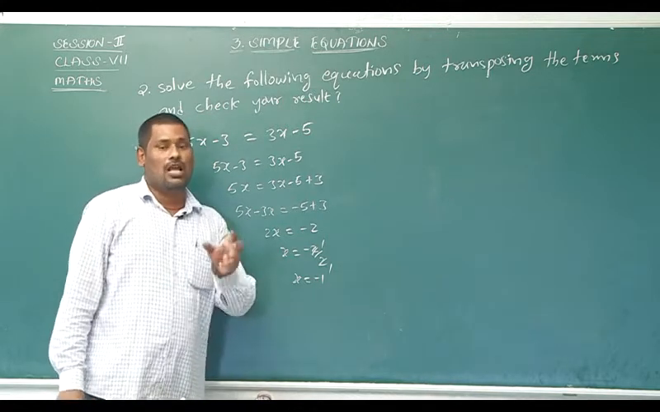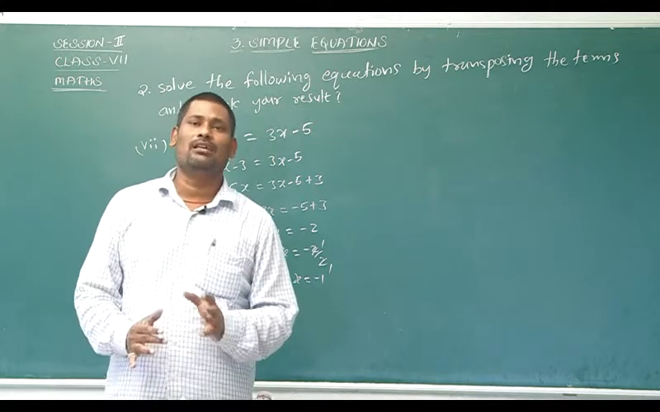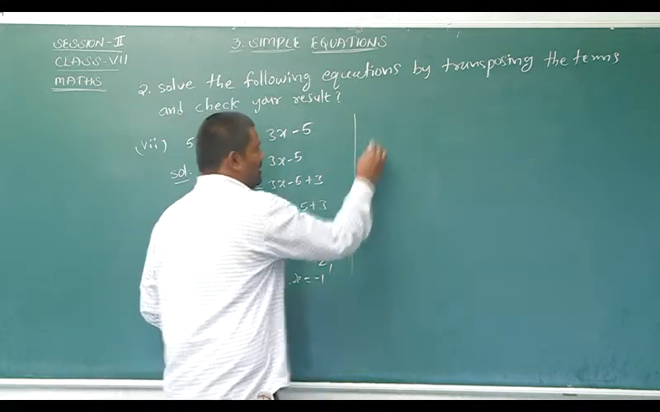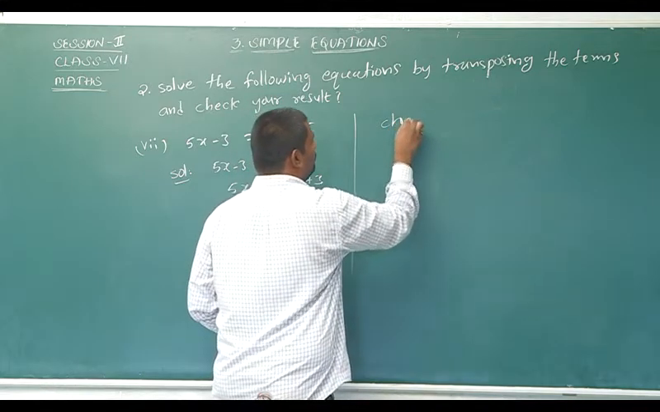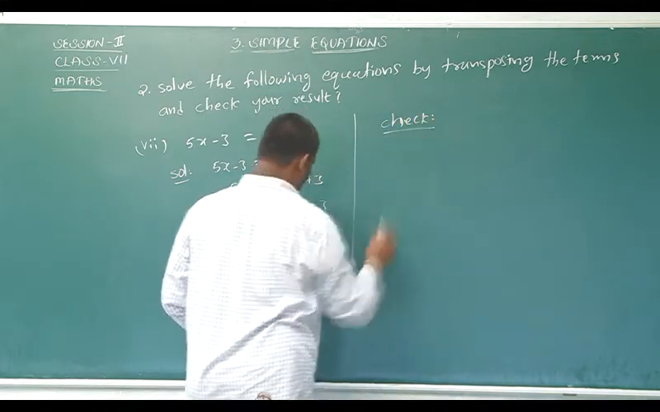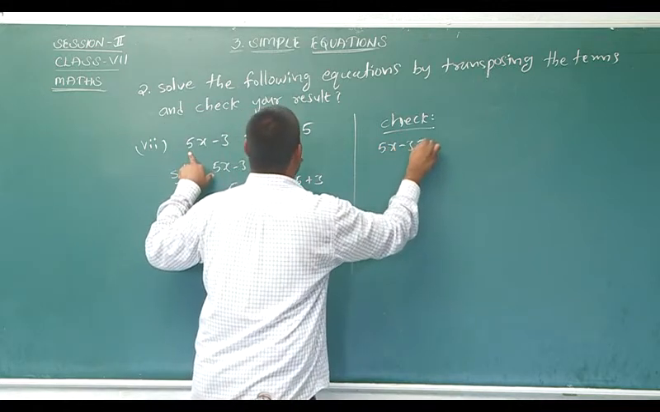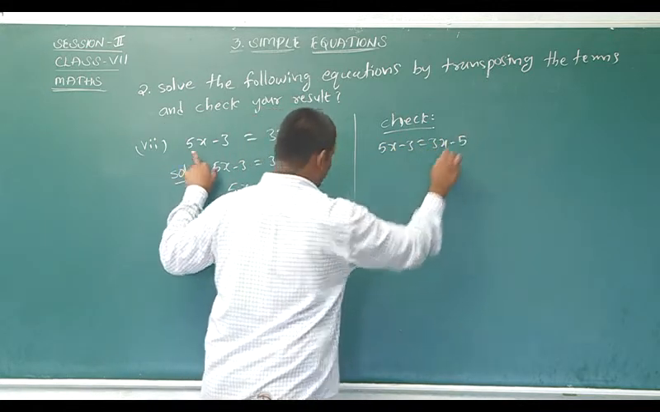Look here, the transposing process is very simple, we can solve equations very fast. Now let us check. So let us check the answer. Here 5x minus 3 equals 3x minus 5 is given to us.